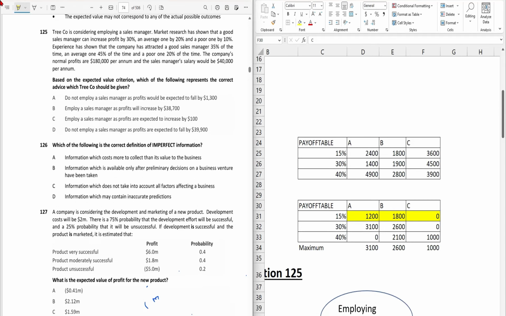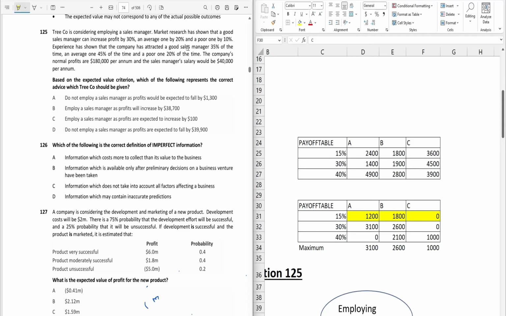Now, question number 125. A company is considering employing a sales manager, and market research has shown that a good sales manager can increase profit by 30%, an average one by 20%, and a poor one by 10%. Experience has shown that the company has attracted a good sales manager 35% of the time, an average one 45% of the time, and a poor one 20% of the time. The company's normal profit is 180,000 per annum, and the sales manager's salary would be 40,000 per annum. Based on the expected value criterion, which of the following represents the correct advice the company should be given?